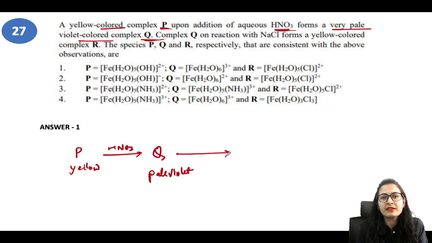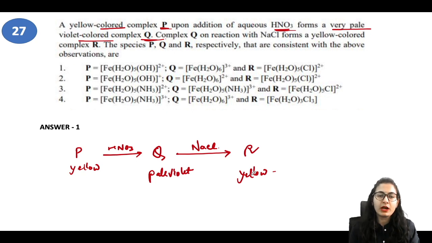Okay, and once I'm adding NaCl to the Q, it again forms a yellow colored complex R. So the question is asking what is PQR, which is consistent with the above knowledge. Now, first thing, if you're adding water, let's try out the first example. We always start with the first one.